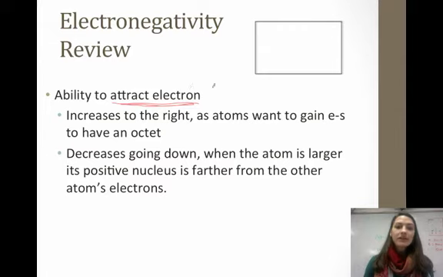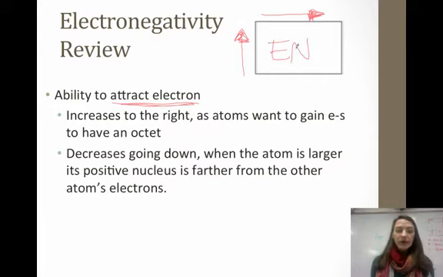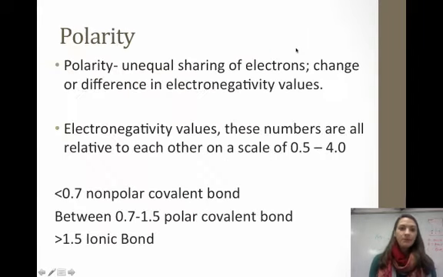So it increases as you go to the right, and it decreases going down. So it increases going up like this, and then it increases going this way to the right, okay? That's our trend for electronegativity. And that's because a large atom has a very small ability to attract electrons from another atom. A small atom, its nucleus is closer to the outside shell, so it is able to attract other electrons more. All right, so that's a little bit of electronegativity review.